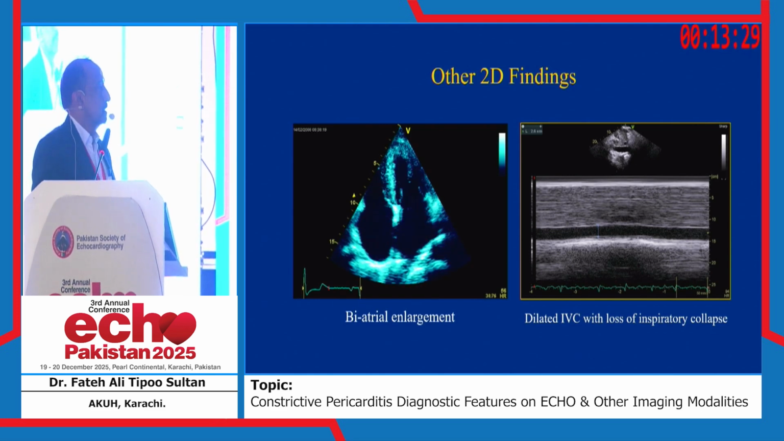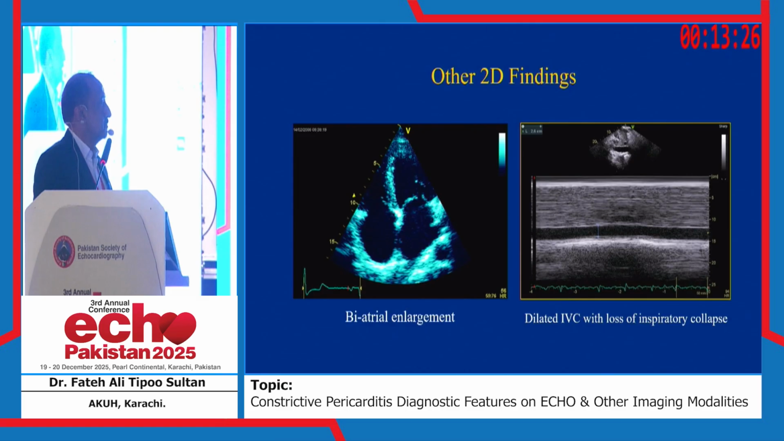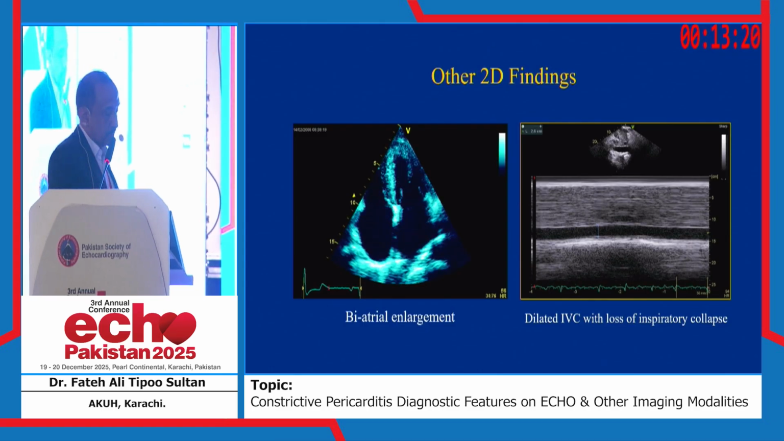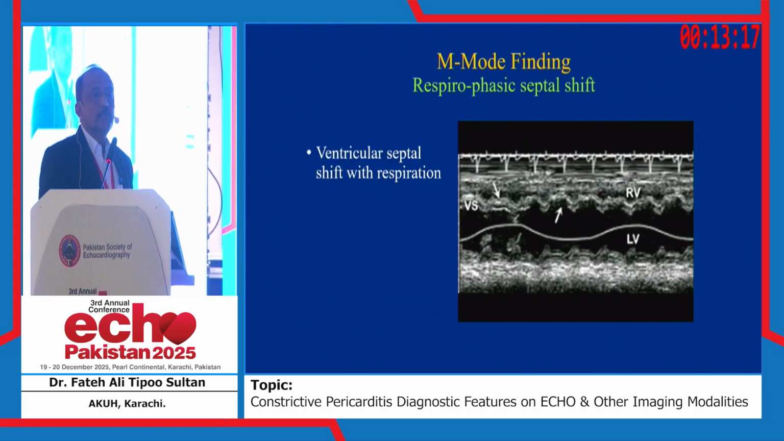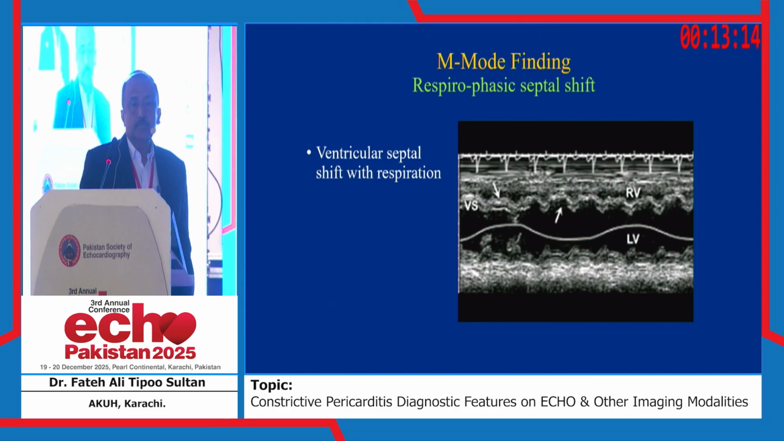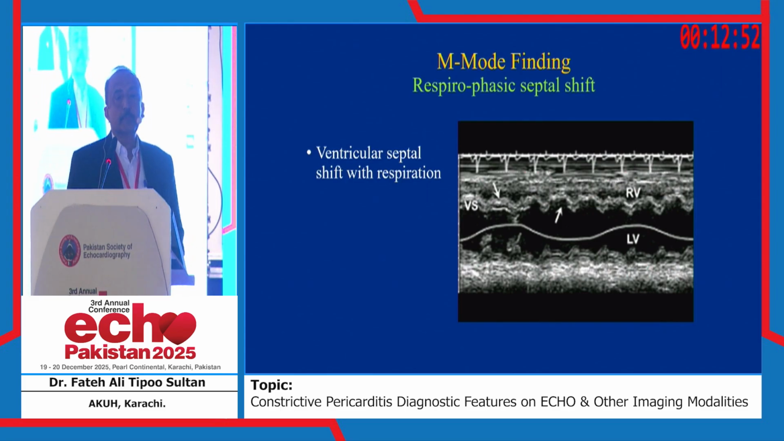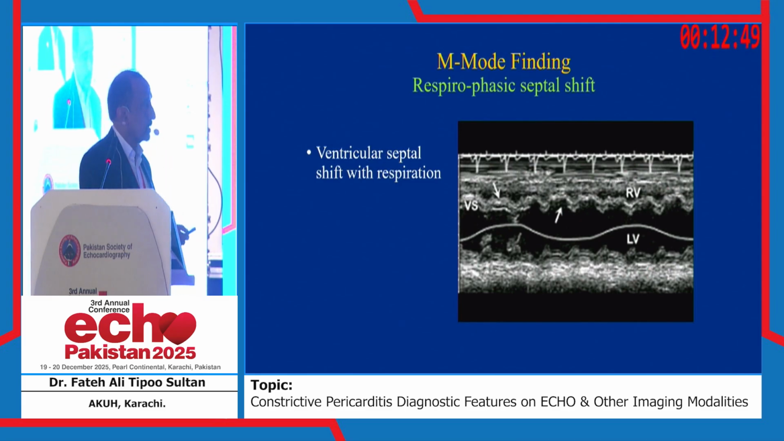Then other 2D findings include biatrial enlargement, and again you can appreciate the septal bounce here, and there is IVC dilatation again. The most important finding on M mode is the septal shift, that is the respirophasic septal shift. That is, during the inspiration, the size of the RV would increase, there will be more filling of the RV, the septum would move towards the left ventricle, while during the expiration, there will be more filling of the left ventricle and the septum will move towards the right ventricle. So this is ventricular interdependence, and this is more specific for constrictive pericarditis.